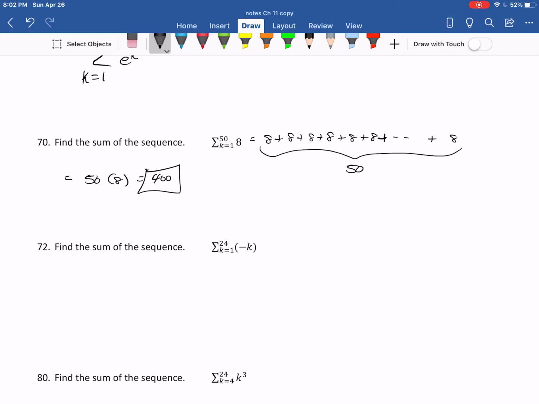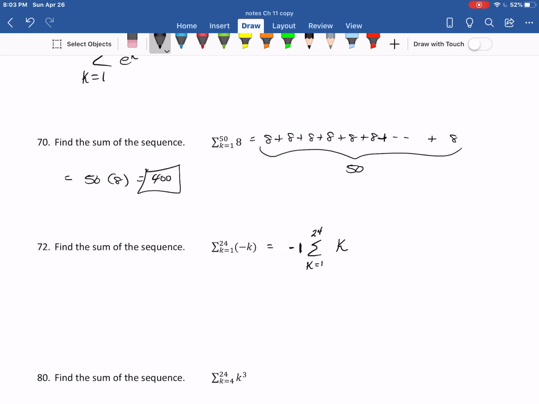Number 72, find the sum of the sequence. All right, so I want you to realize that the negative k can be written as negative 1 times k. Which means we can pull out that negative 1 into the front of the summation, and now we've got something that looks just like the formula for the sum of k.